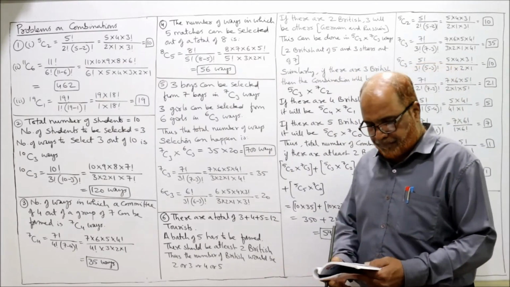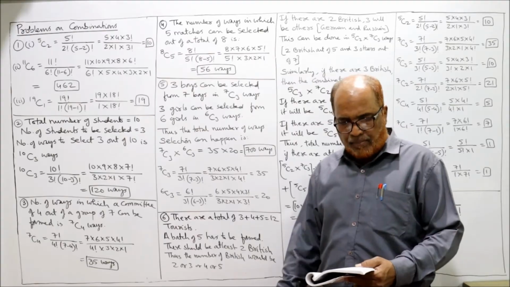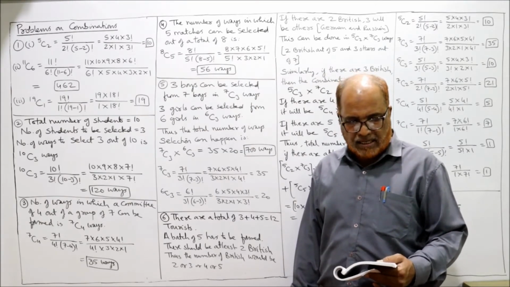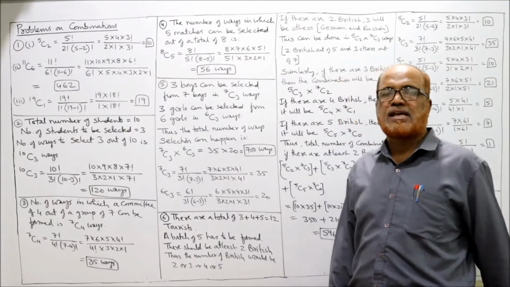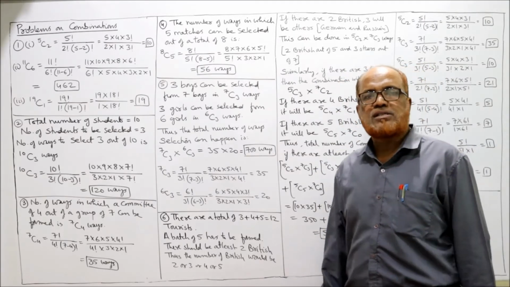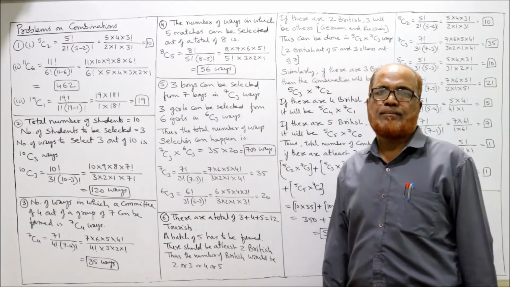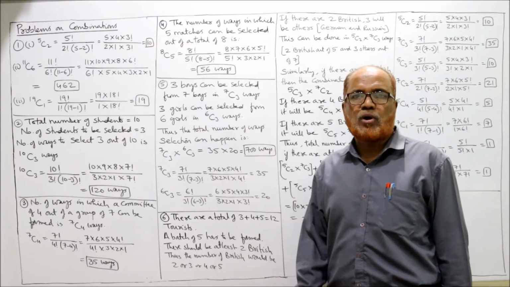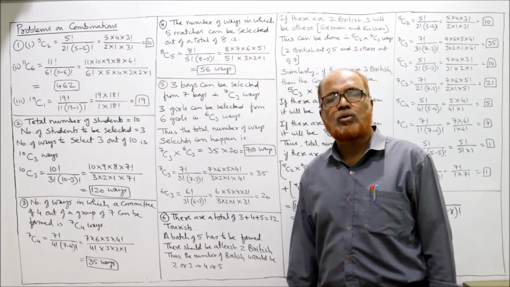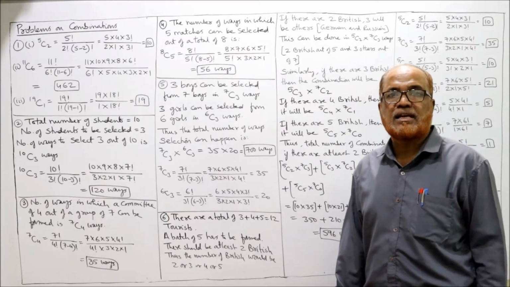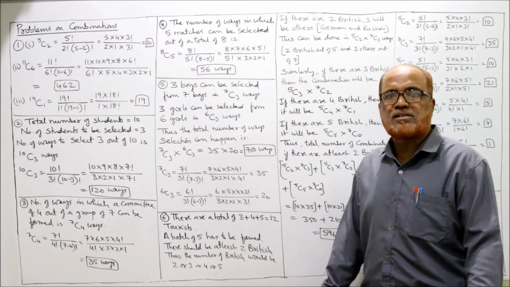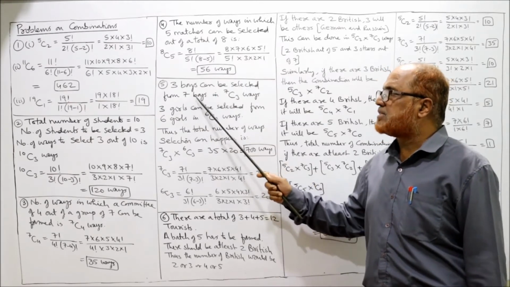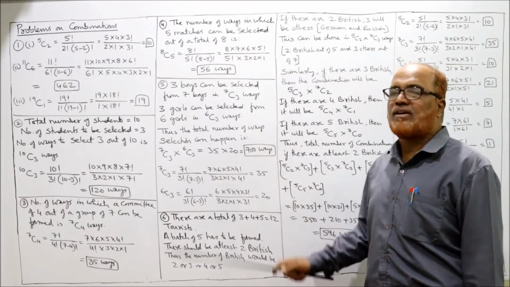Now, fifth problem. There are 7 boys and 6 girls in a class. In how many ways can 3 boys and 3 girls be selected? 7 boys and 6 girls. Out of 7 boys, we want to select 3 boys. Out of 6 girls, we want to select 3 girls. So how many ways are there we can do this? 3 boys can be selected out of 7 boys in 7C3 ways.